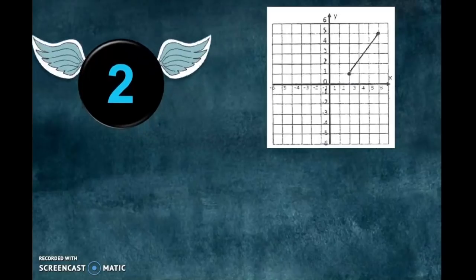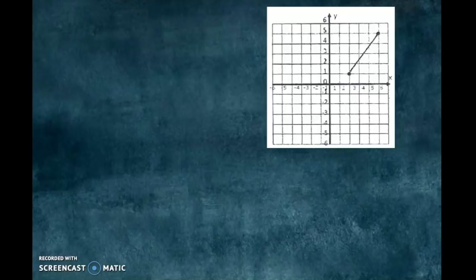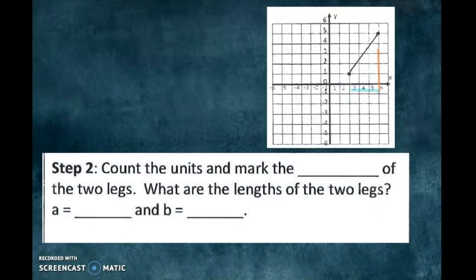Step 2, looking at the right triangle we just created, we are going to count the units and mark the lengths of the 2 legs. So the first leg will get 3. Second, when we count, we'll get 4. What are the lengths of the 2 legs? A is 3 and B is 4.